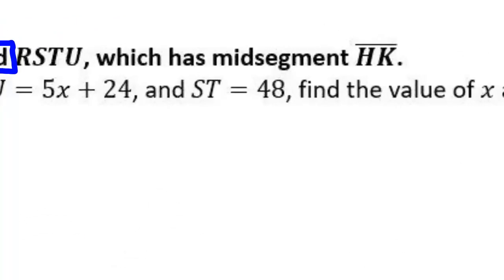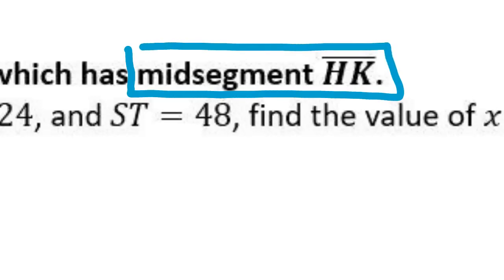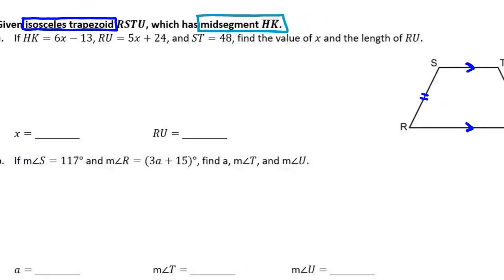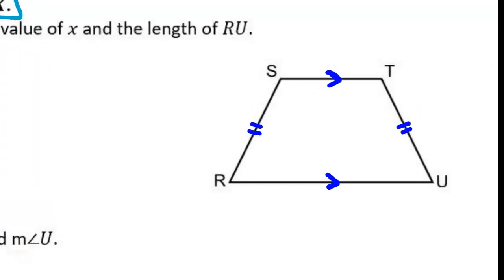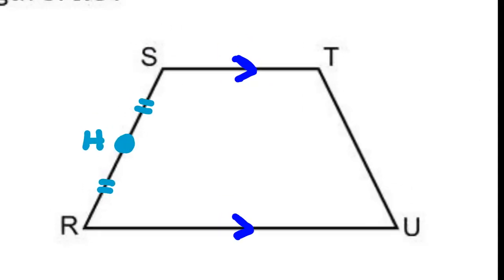All right, so they give me a little bit more information here. It says it has a mid-segment, HK. So H is the midpoint of one leg, and K is the midpoint of the other leg. They didn't tell me which side H is the midpoint for, so I get to choose. So I'm going to make H the midpoint of RS here. So I'm taking this side and I'm cutting it into 2 equal parts. So we're going to make this one H. And so then over here on TU, that's where I would have K, and it's cutting this side into 2 equal parts.